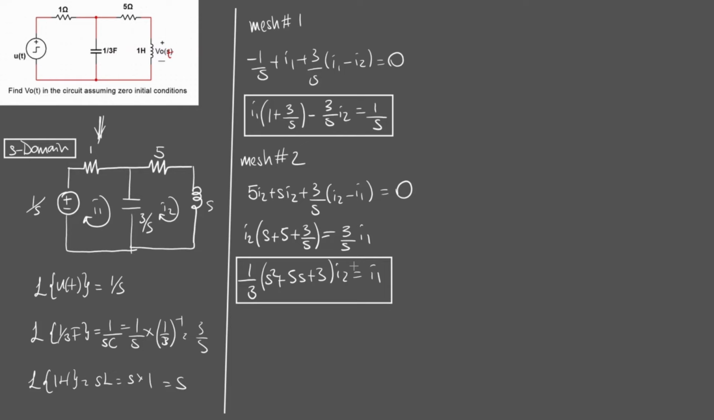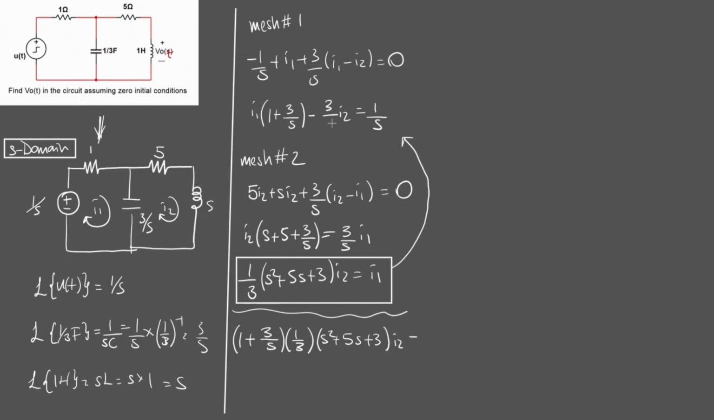Beautiful, elegant work. So we're going to throw this guy back into its expression that we got for loop 1 and see how that pans out. Okay? Oof, that looks really fun. 1 plus 1 over 3. 1 plus 3 over S, pardon me, times 1 over 3 times S squared plus 5S plus 3 I2 minus 3 over S. This keeps looking like a 5. Okay, minus 3 over S I2. Okay. Is equal to 1 over S.